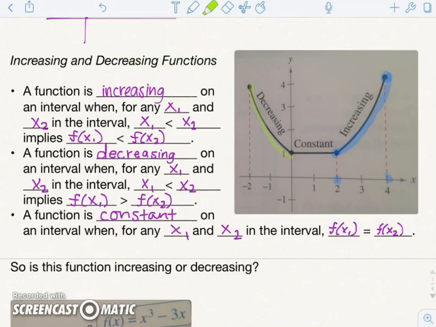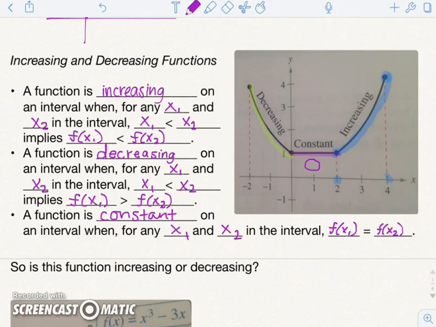Okay, and then our last bullet, a function is constant on an interval for x1 and x2 when the y values are the same. So this right here, constant, we would say this line right here has a slope of 0. You have to think back to 1.1 or back to your Algebra 1 days. That has a zero slope, okay?